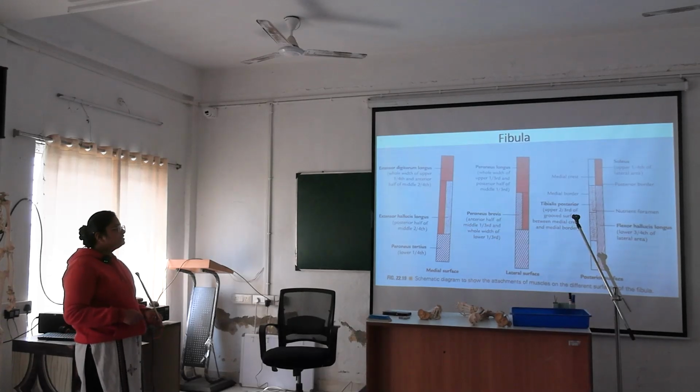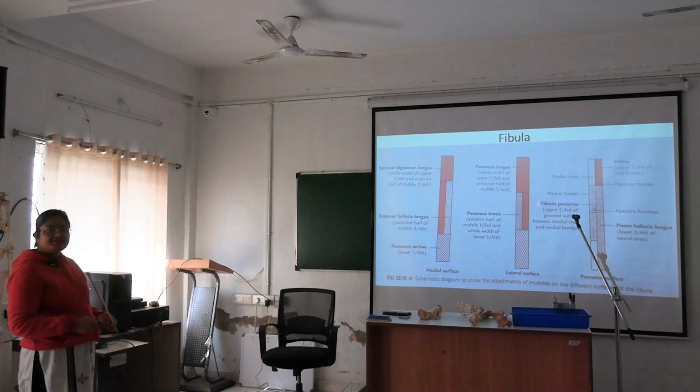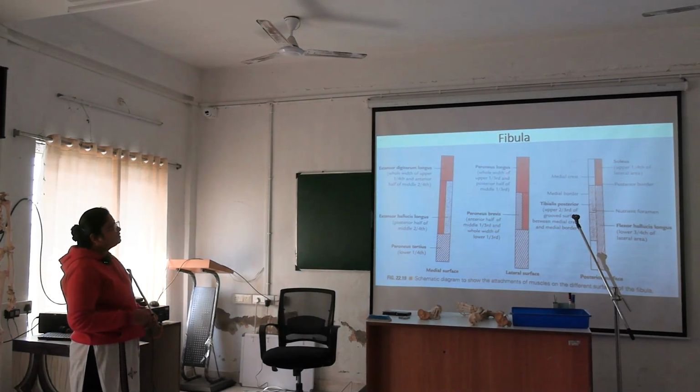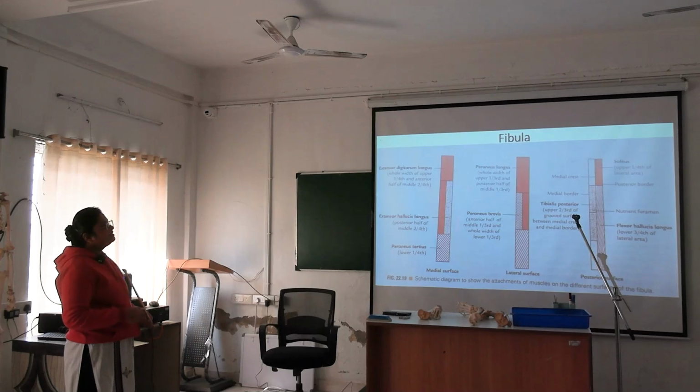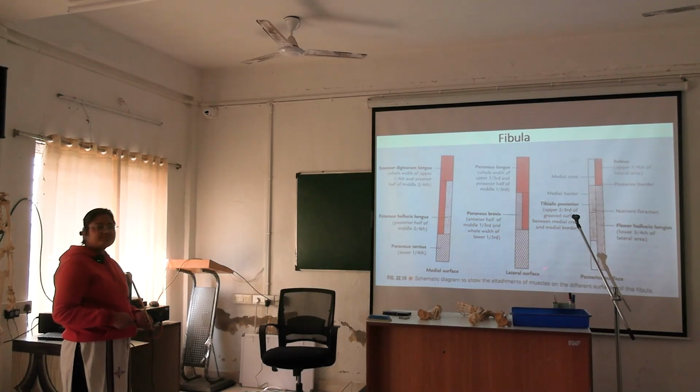Next we go to the lateral surface. Here, in the upper 2/3 is peroneus longus, lower 2/3 peroneus brevis. Peroneus longus lies superficial to the peroneus brevis. In the anterior half of the middle third there is peroneus brevis, and the posterior half of the middle third is peroneus longus. And here the whole portion is for peroneus longus, the lower part whole portion is for peroneus brevis.